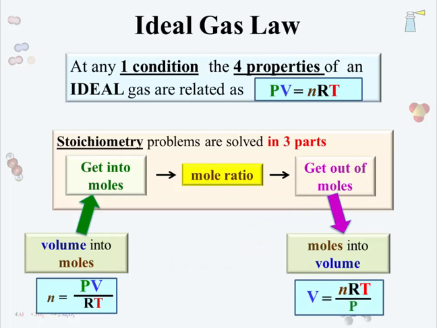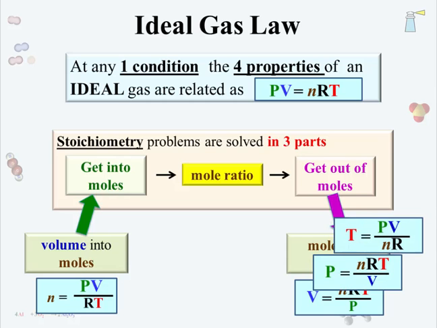Many stoichiometry problems at this level of chemistry ask for a volume for the wanted substance. But the moles determined from the get into moles and mole ratio part can also be used with the ideal gas law to get out of moles and into pressure, or temperature, if enough information about the other properties is provided. There's only one way to use the ideal gas law equation to get into moles, but there are three ways to get out of moles when dealing with gases.